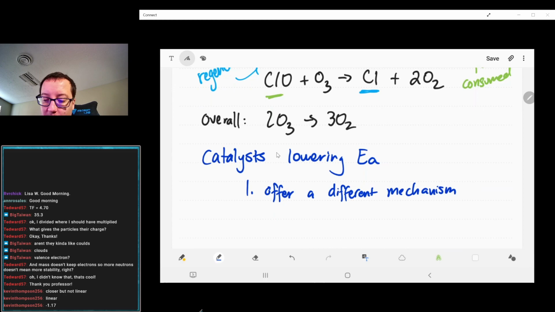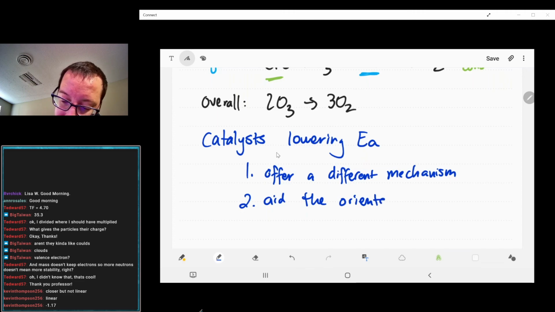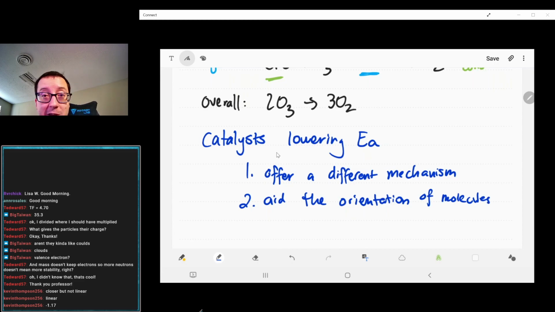So while one mechanism may have a certain amount of activation energy, if you add a catalyst, you might have it undergo a different mechanism. And that different mechanism would have its own activation energies. And then a second component would be it can aid the orientation of molecules. So it can just help them to collide properly.